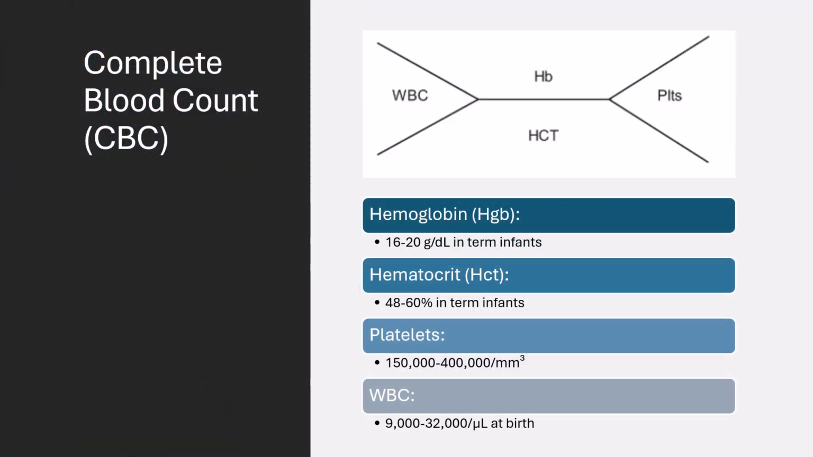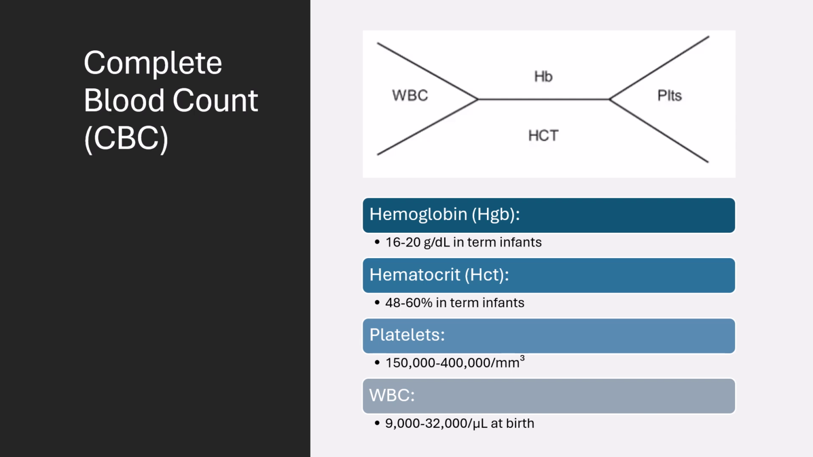Hematologic tests are fundamental in neonatal care. Normal values differ significantly from adults and vary by gestational age. For term infants, hemoglobin typically ranges from 16 to 20, while hematocrit runs between 48 to 60%. These values are higher at birth and decrease over the first week of life.